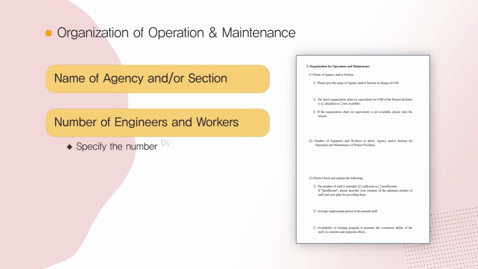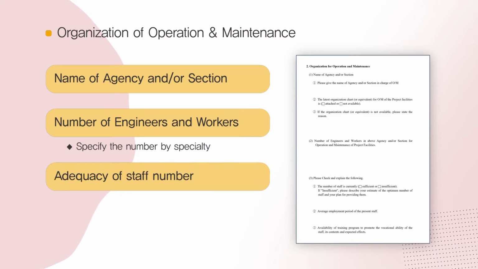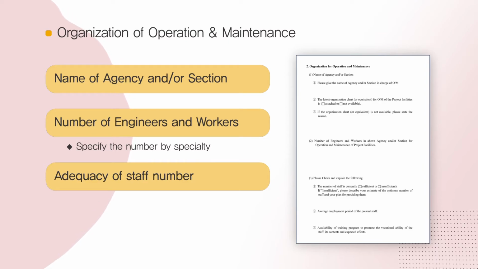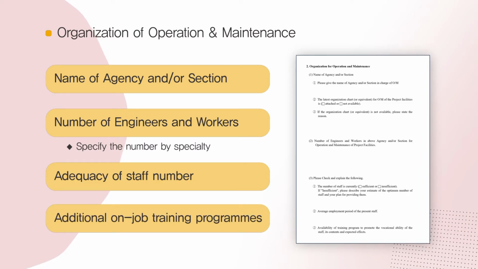The number of engineers and workers of each agency and/or section indicated in paragraph 1 should be listed, along with their specialties. The adequacy of the number of staff is an important factor for the sustainability of the project results, so it should be indicated based on the analysis. On-job or on-site training is important for the improvement of the staff capacity, especially when the staff employment was delayed before the training of O&M staff was sufficient during the project implementation.